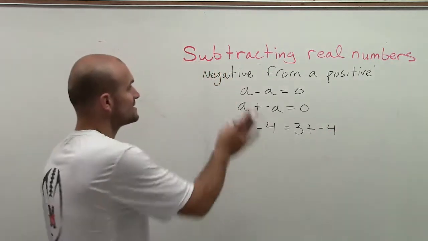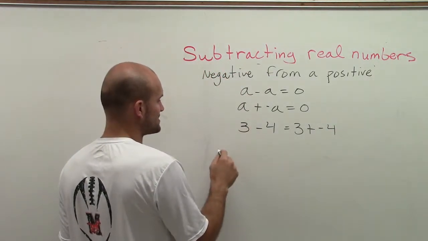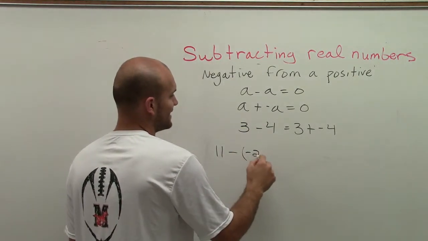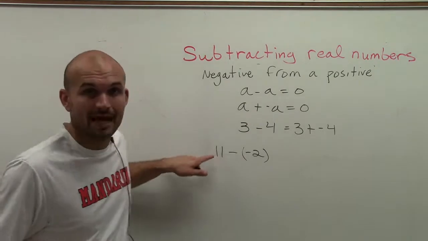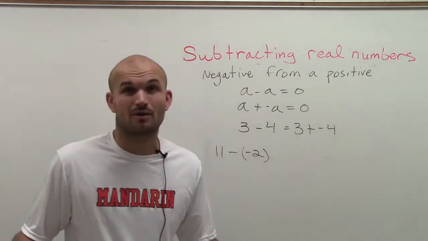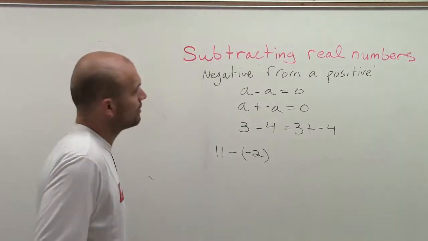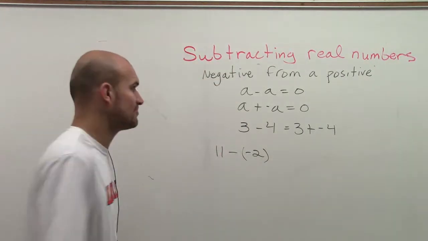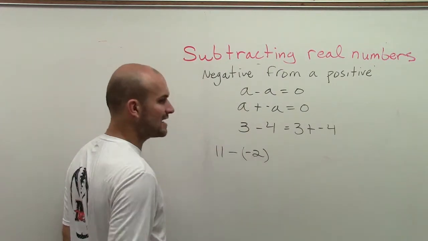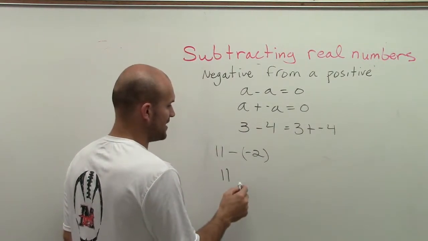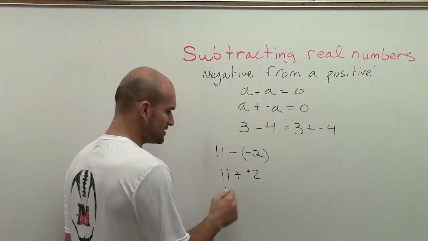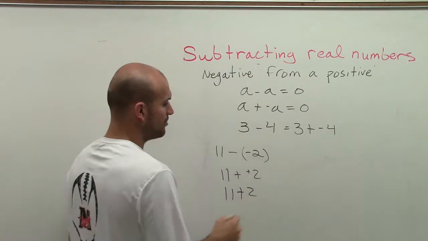Well, the same thing is, let's have a negative number from a positive. So let's have 11 minus a negative 2. So 11 minus a negative 2, that's a negative number from a positive. What is that? Positive, negative, which one is it? Well, remember, let's rewrite it as an addition problem. So if I'm going to write it as an addition problem, I'm now going to change the sign of my number. So it will now be 11 plus a positive 2, which we can just rewrite as 11 plus 2.